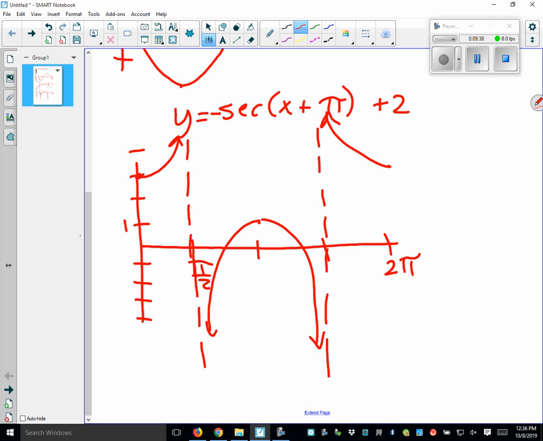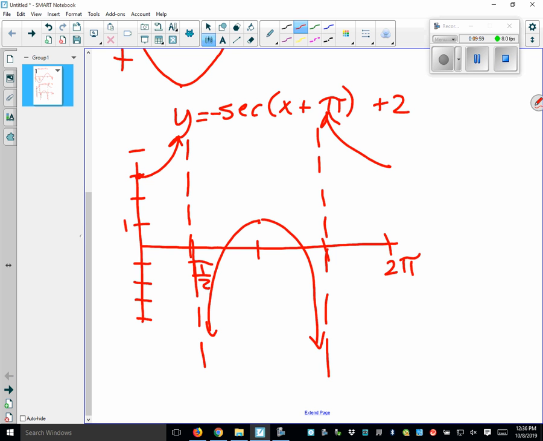Well, secant is cosine. Oh, that would explain that. Is this what you wanted, Hayden? Yes, thank you. All right, everybody okay with that?